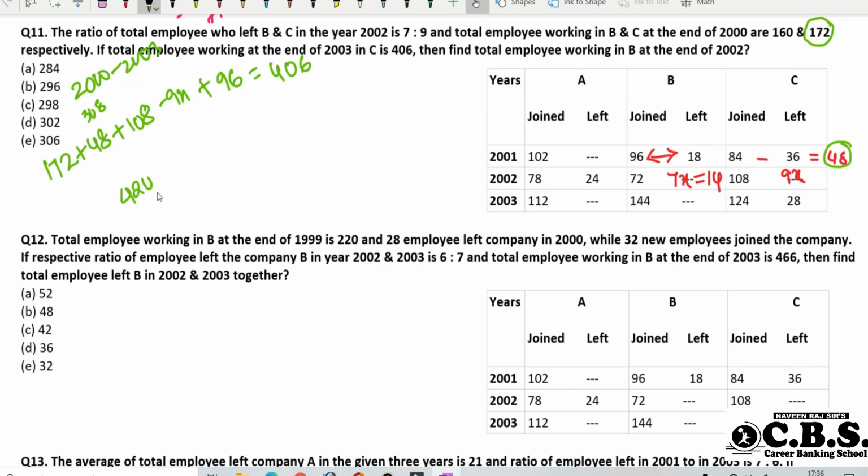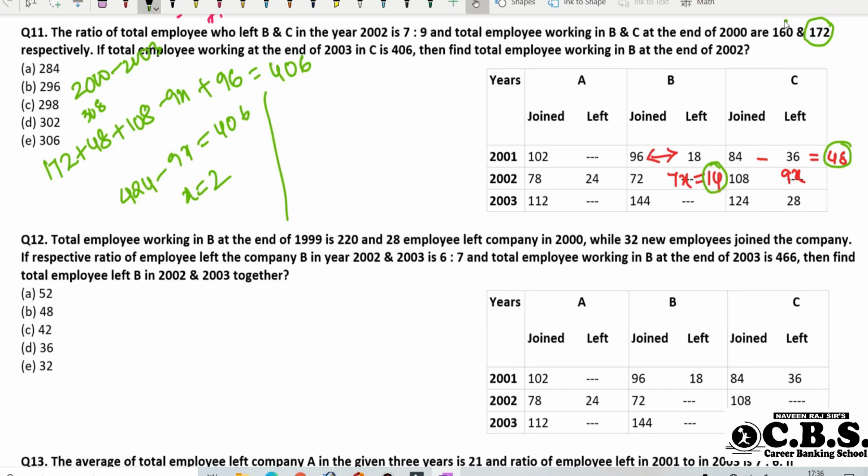424. 424 minus 9x is equal to 406. Now the difference between 424 and 406 is 18. 9x is equal to 18. x is equal to how much? It is 2. Okay, it's 2. So you can substitute the x value 2. What is the value? It is 14.